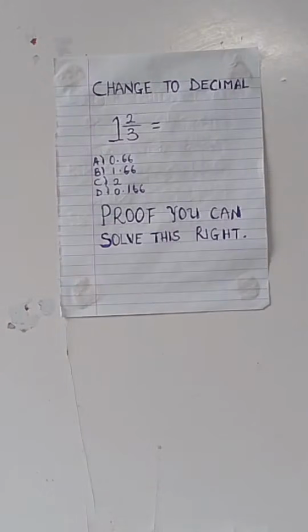Guys, solve the question on the board. 1 whole number 2 all over 3 equal to what? We have option A to D. Solve the question and drop your answers in the comments. The instruction says change to decimal. Change the fraction on the board to decimal, and drop your answers.